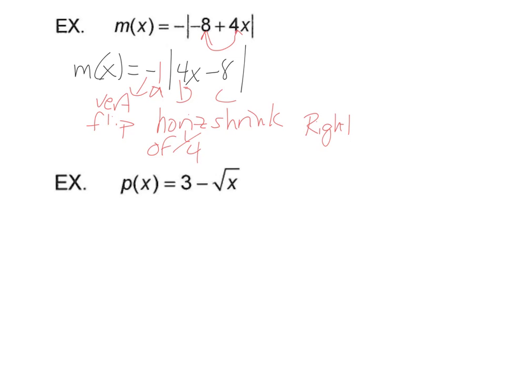C divided by B. 8 divided by 4. You don't need to include the minus with that. 8 divided by 4 is 2. So we're moving to the right 2. We have a horizontal shrink and we have a vertical flip. Always do the stretching and shrinking last.